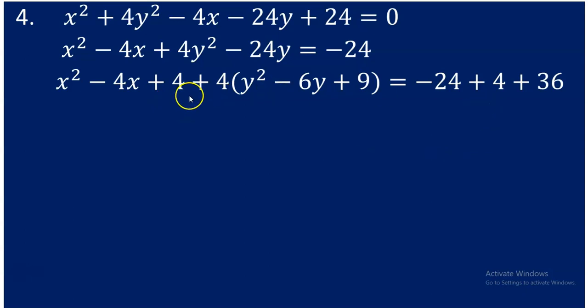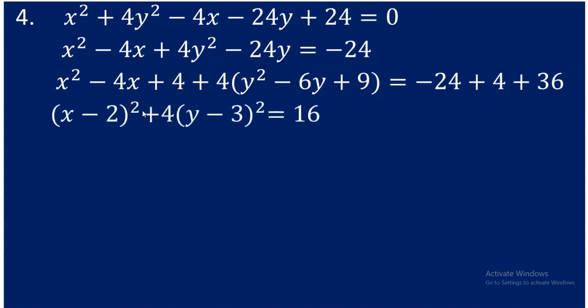For instance, as I told you earlier, 4 was added, so 4 is written as it is. Now here, what is added? 9 is added, so 4 times 9 is 36, so 36 is going to come as it is. And here you have these expressions. So this is going to be x minus 2 the whole squared plus 4 into y minus 3 the whole squared is equal to 16.